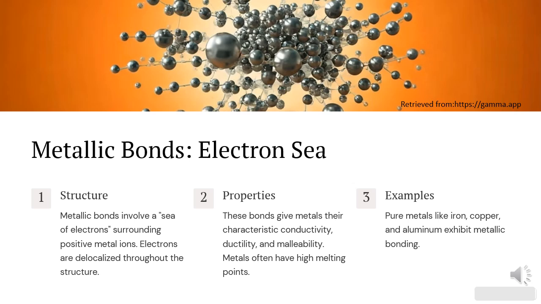Metallic bonds. Structure. Metallic bonds involve a sea of electrons surrounding positive metal ions. Electrons are delocalized throughout the structure. Properties. These bonds give metals their characteristic conductivity, ductility, and malleability. Metals often have high melting points. Examples: pure metals like iron, copper, and aluminum exhibit metallic bonding.